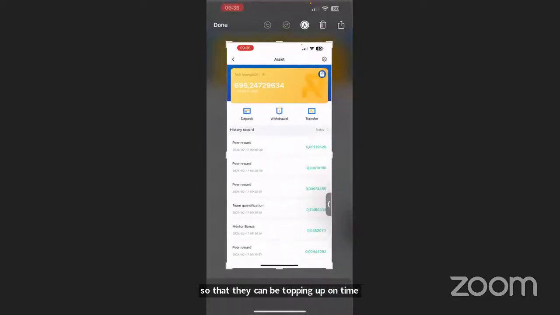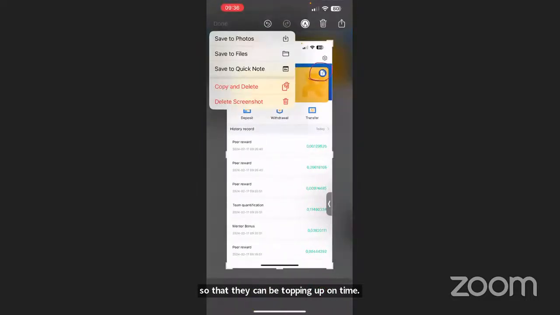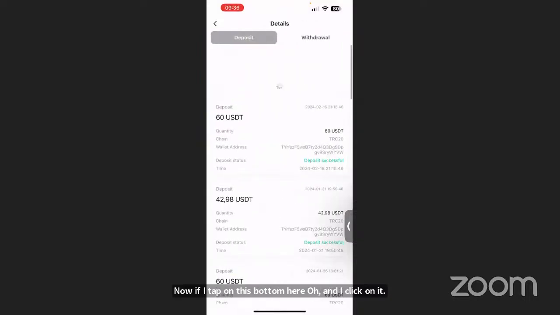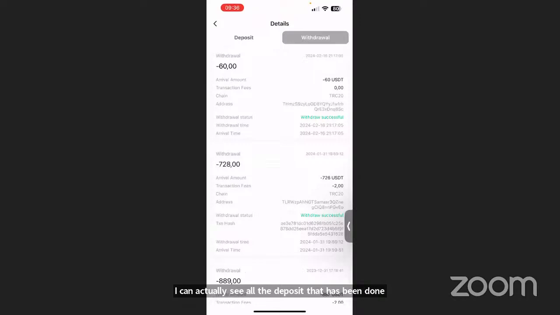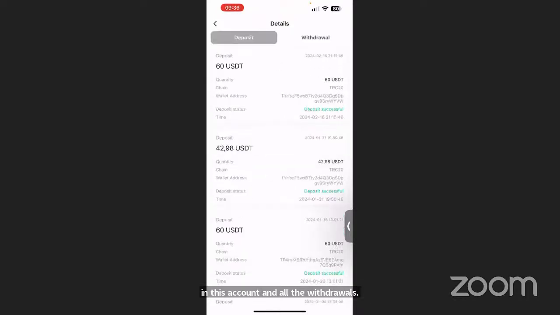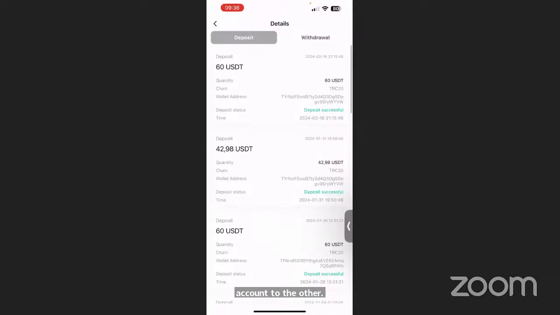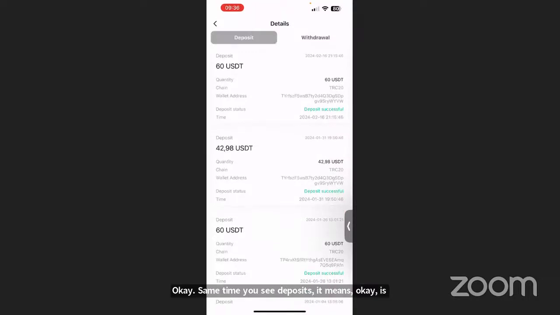Now, if I tap on this button here and click on it, I can actually see all the deposits that have been done in this account and all the withdrawals. Sometimes, as I told you, I have multiple accounts. I used to move money from one account to the other. So anytime you see deposit, it means it's from another account to this account. Fuel fee too, once you deposit, you see it under deposit records.